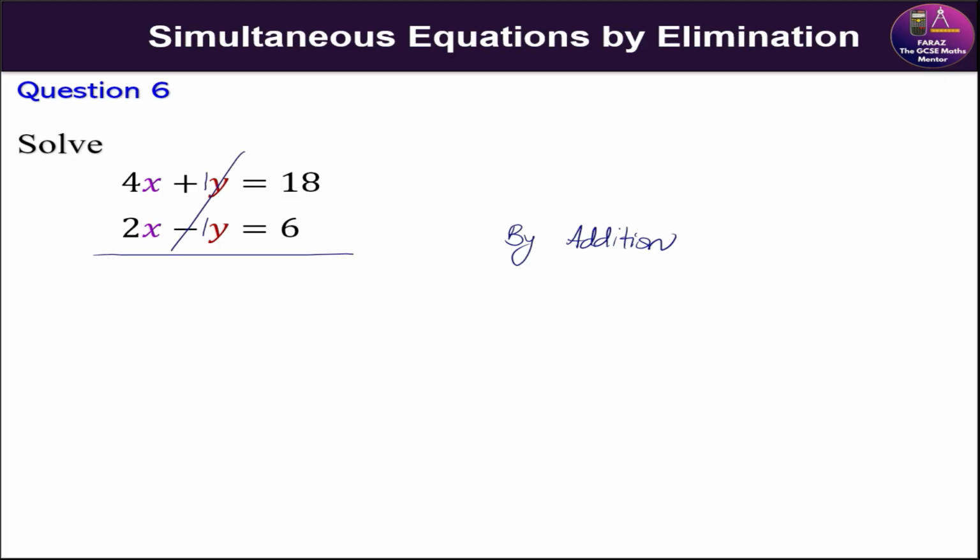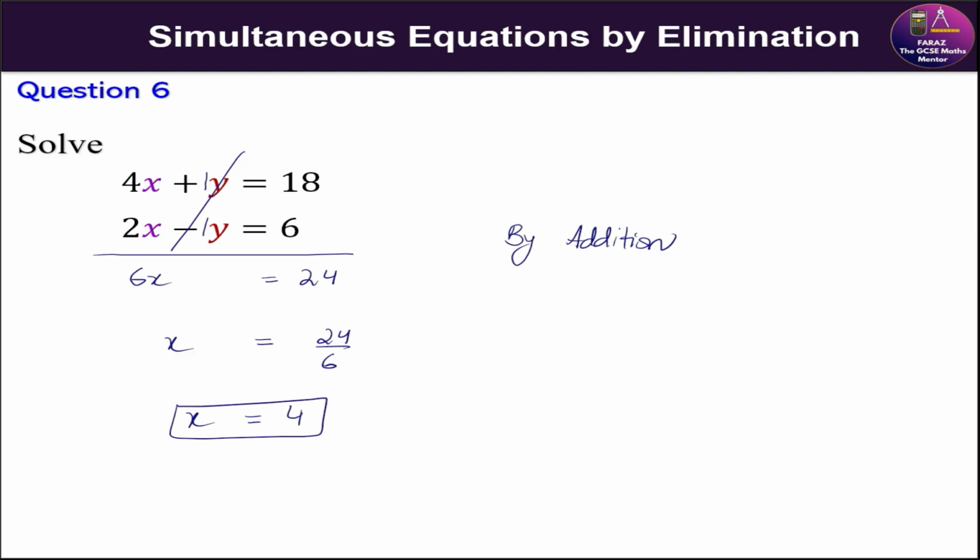Plus 1y minus 1y equals 0y. 4x plus 2x, that is 6x, equals 18 plus 6, that is 24. Dividing by 6 on both sides, it will give you 24 over 6, which means x equals 4, since 6 fours are 24.